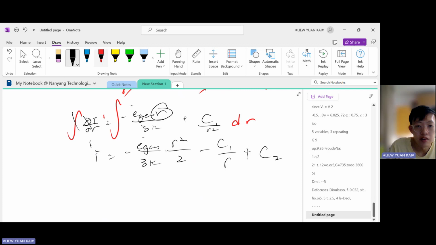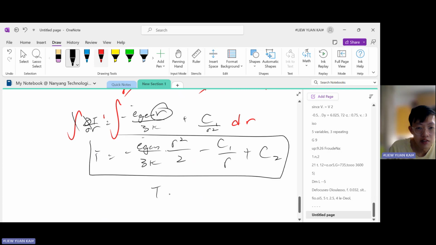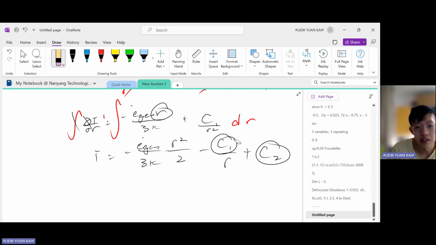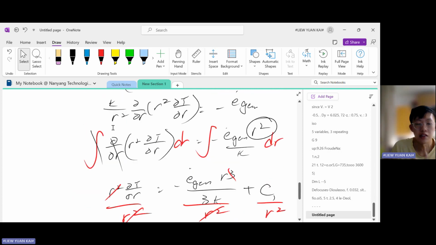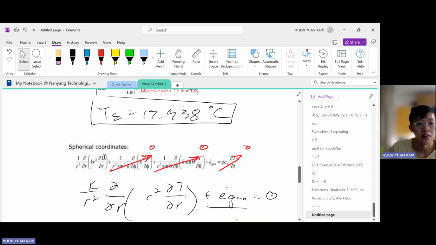Okay, so now we have our function T, right? This is actually T of r. So we do not know what c1 and c2 are yet, right? So what you must do is you find them through the boundary conditions. Boundary conditions means what is happening physically at the boundaries. So the boundaries refer to the two extreme values of r that are possible in the sphere.